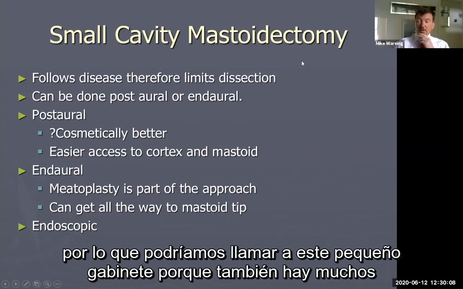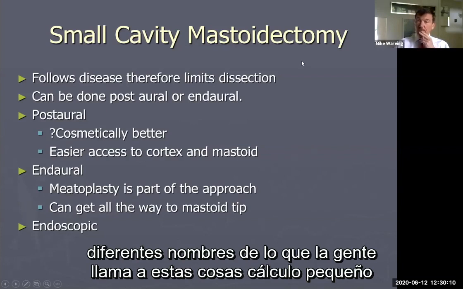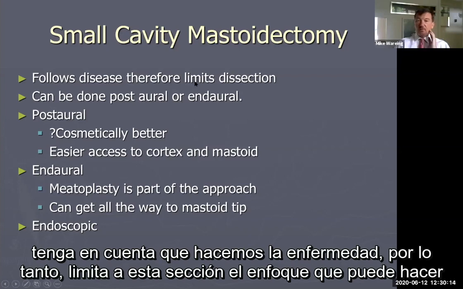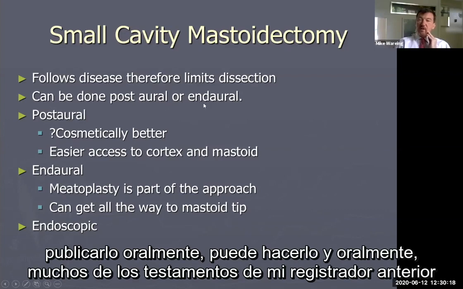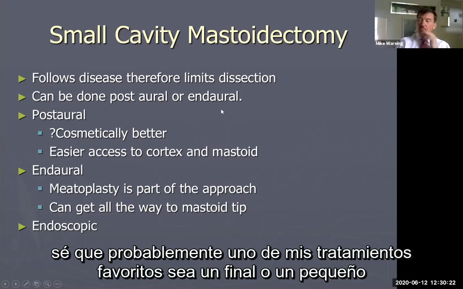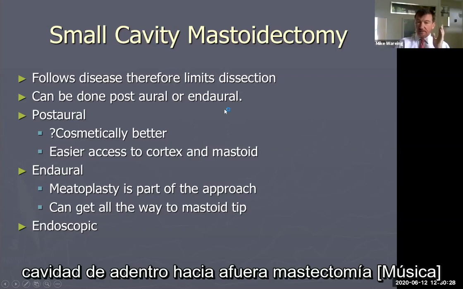The problem is also that there are lots and lots of different names of what people call these things. Small cavity mastoidectomy is where the disease therefore limits the dissection. The approach, you can do it post-oral, you can do it endoral. Many of my previous registrars will know that probably one of my favorite go-to treatments is an endoral small cavity inside-out mastoidectomy.